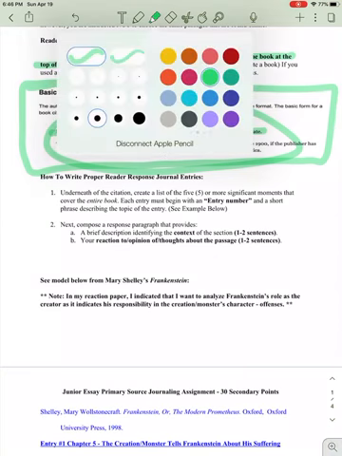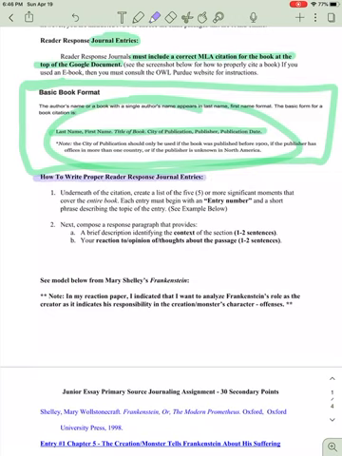All right, so how to write the reader response journals. What am I actually looking for? Now, underneath the citation, I want you to create a list of 5 or more significant moments that cover the entire book. So you need at least 5, and it does need to cover the entire book. Each entry must begin with an entry number and a short phrase describing the topic of the entry. See example below. And then next, you want to compose a response that provides a brief description of the identifying context and your reaction or your thoughts about the passage.